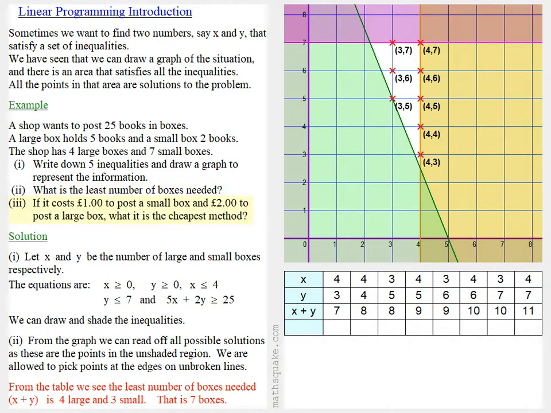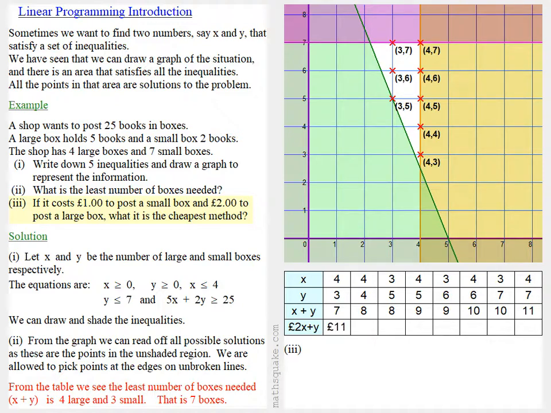In part 3 it says, if it costs £1 to post a small box and £2 to post a large box, what is the cheapest method? Now, we can add a 4th row to our table, and this can be 2x plus y. The reason for that is that each large box, x, costs £2, and each small box, y, costs £1. And that gives us 2 times 4 plus 3 is equal to £11.